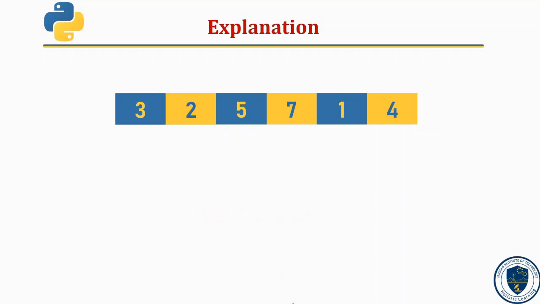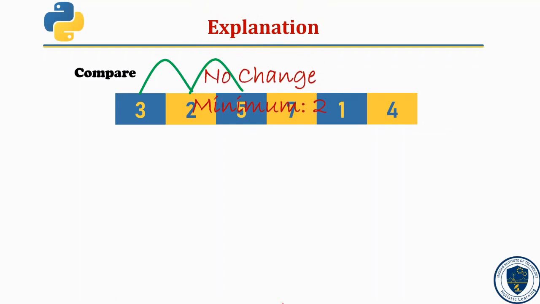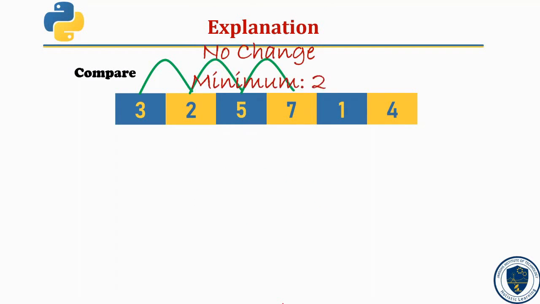Next, I am going to compare with the remaining elements in the list. First, I am comparing it with 2. When I compare 3 and 2, I found 2 to be smaller than 3. So I am replacing the minimum number from 3 to 2. So the minimum number now is 2. Next, I am going to compare 2 with 5. When I compare it, I still found 2 is the minimum, so there is no change. Next, I compare 2 and 7, and no change, still the minimum number is 2.